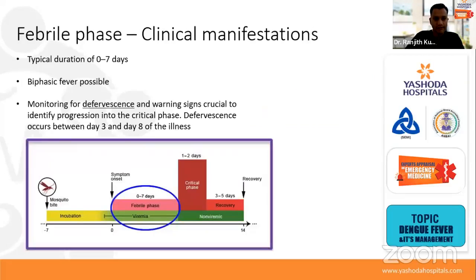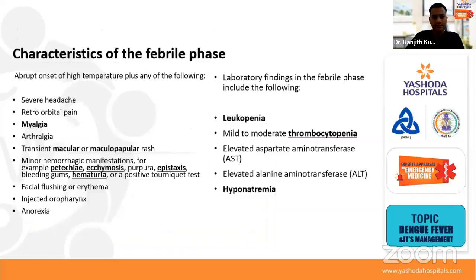In the febrile phase, it extends from the onset of fever to 7 days. Biphasic fever is possible during this phase of infection. Monitoring for defervescence, that is the stoppage of fever, and warning signs is crucial to identify progression into the critical phase. Defervescence usually occurs between the 3rd and 8th day of the illness.